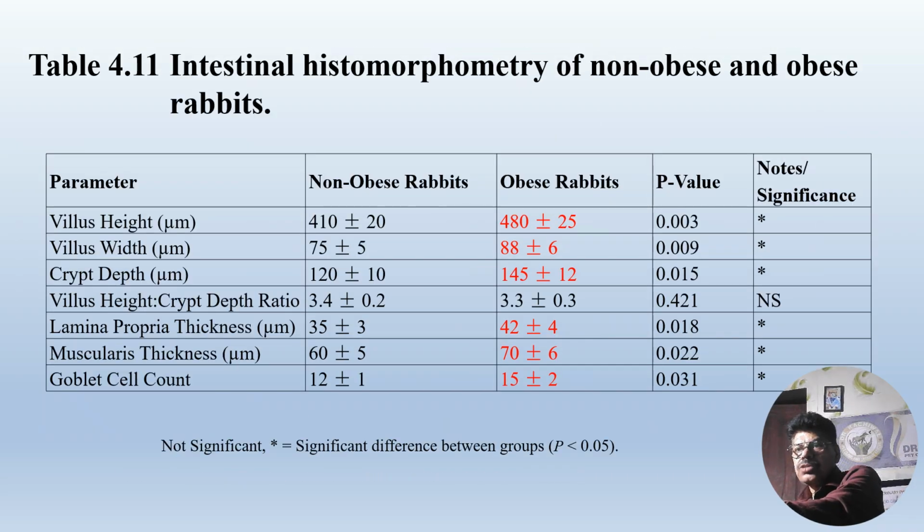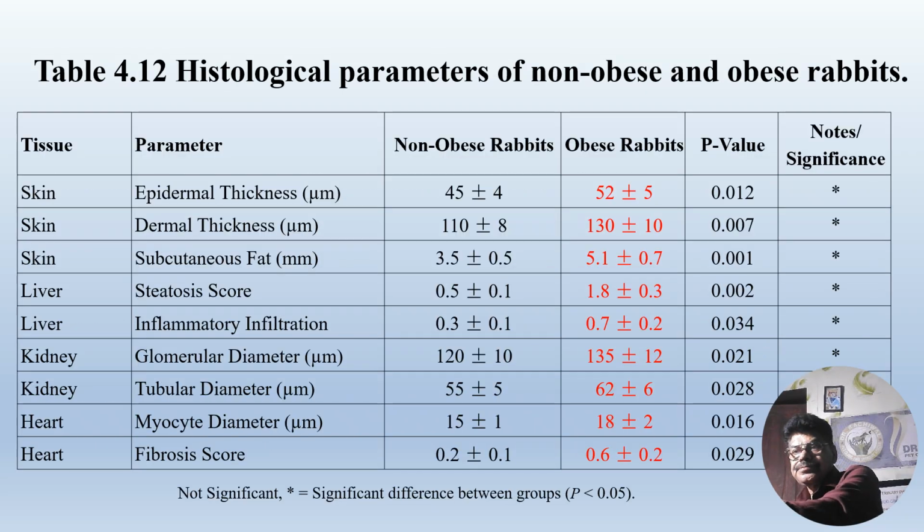The liver, heart, kidney, lung, spleen, pancreas, gastrointestinal tract, and empty gastrointestinal tract weights were significantly higher in obese rabbits than in non-obese rabbits. The villus height, villus width, crypt depth, lamina propria thickness, muscularis thickness, and goblet cell count were significantly higher in obese rabbits.